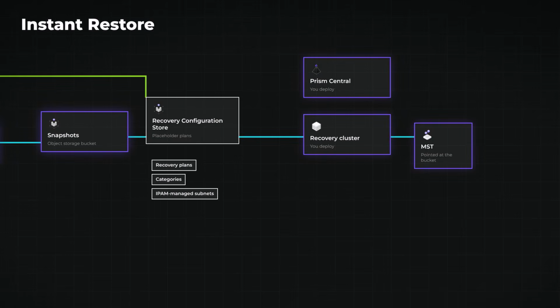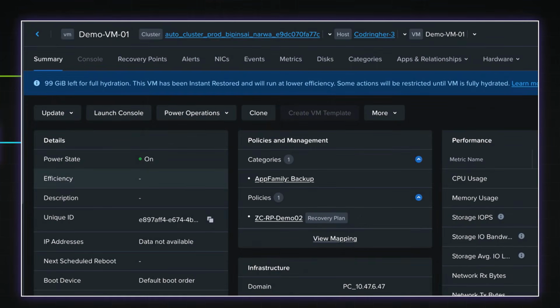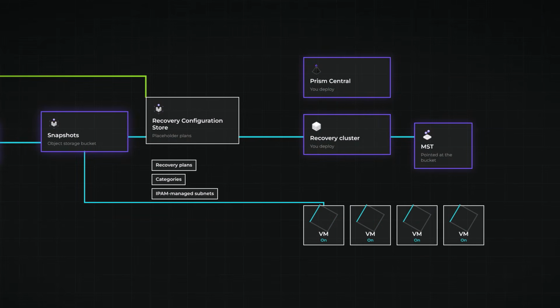Turn on instant restore and the VMs power on before their data finishes copying. Prism Central flags them hydrating. Blocks are fetched on demand if something reads them early. Write performance is unaffected from the start, and the banner clears when hydration completes.